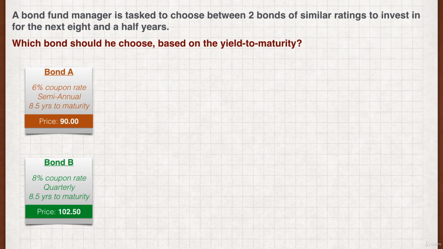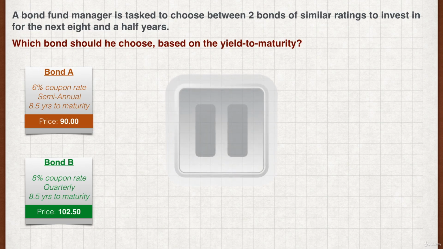Let's apply what we've learnt. A bond fund manager is tasked to choose between 2 bonds of similar ratings to invest in for the next 8.5 years. Which bonds should he choose based on the yield to maturity? Pause the video now and work out your answer.